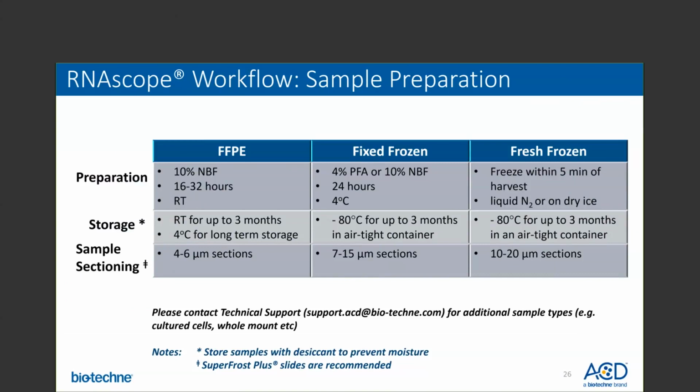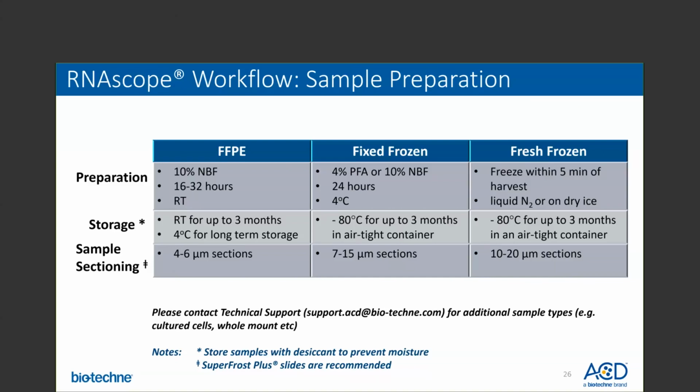We recommend fixed frozen samples be fixed for 24 hours at 4C using either 4% PFA or 10% NBF. Fresh frozen samples should immediately be frozen after harvesting using either liquid nitrogen or dry ice. Both fixed frozen and fresh frozen samples can be embedded using OCT and stored at -80 for up to 3 months in an airtight container.